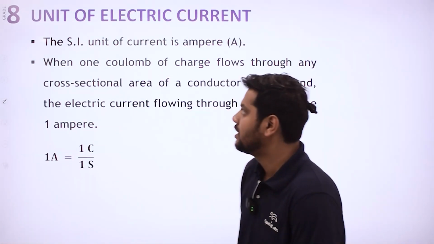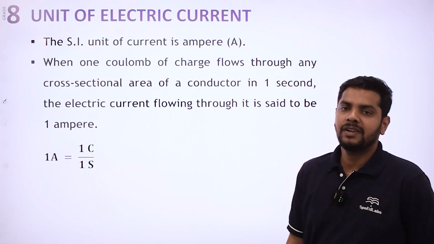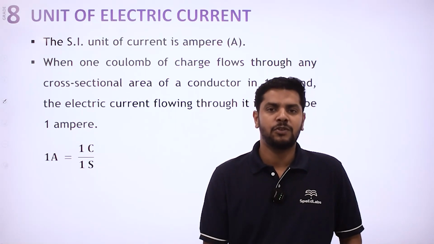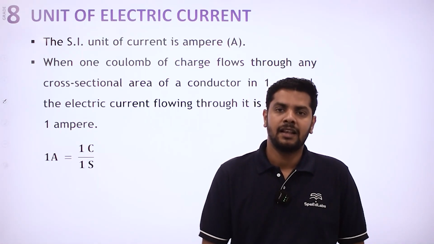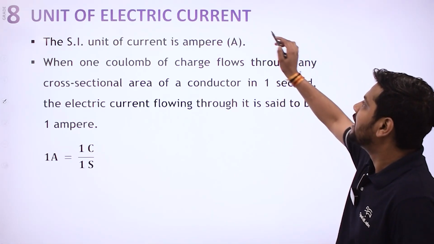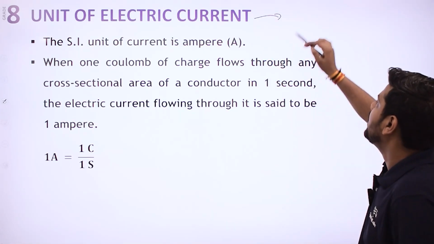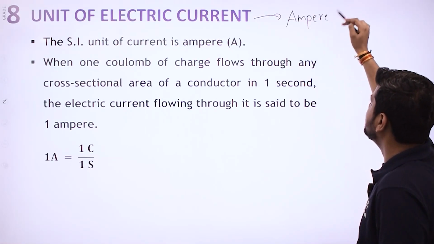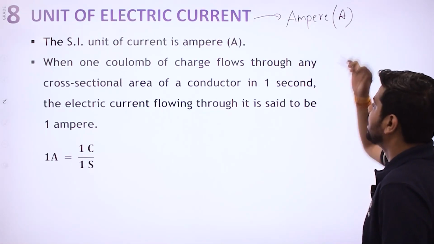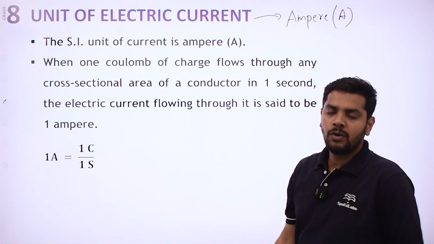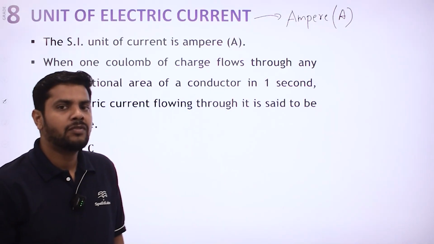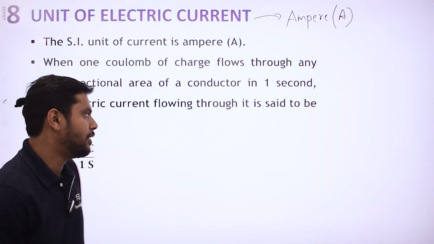Next point is, students, the SI unit. If we are defining any physical quantity, we should know the units which will be used to express it as well. So if we talk about electric current's SI unit, it is ampere, and this ampere is denoted by capital A. And how can we define 1 ampere of current? It is again very simple. If you know the formula, you can simply get to your answer.